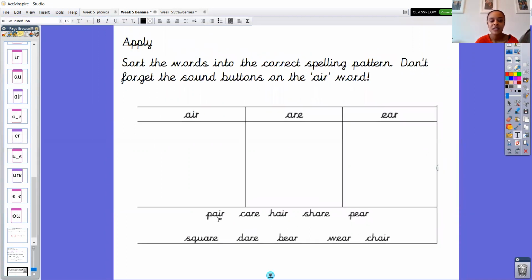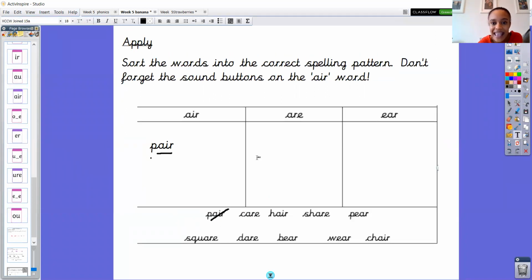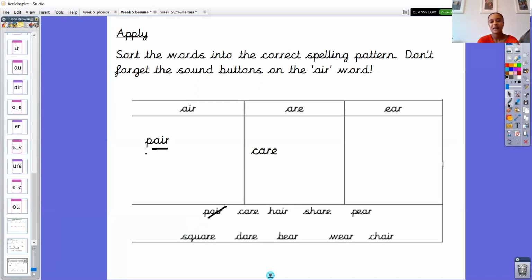So if I was going to choose the first one, which is pear, well, it's got AIR, so it's going to go in this column. And then instead of moving straight on to the next word, I'm going to put my sound buttons on and then cross it off. I mean, you won't be able to do that on your computers, but at least I know I've done that one. And then next one I've got is care, and I can see that's got ARE, so I'm going to put that one in here. I'm going to put the sound buttons on.